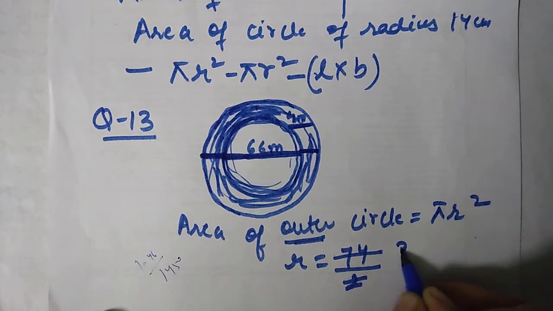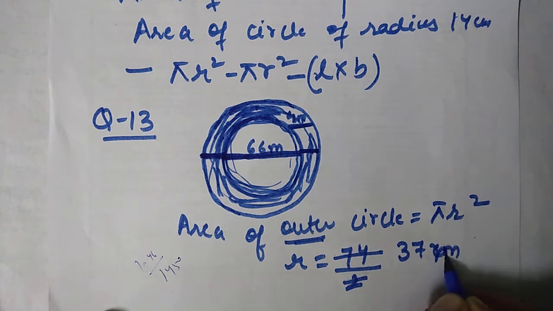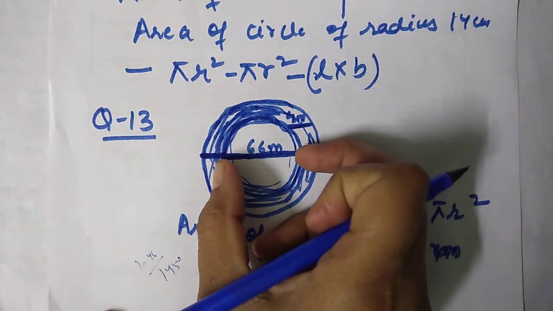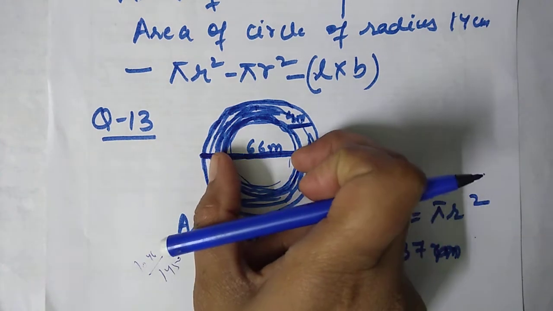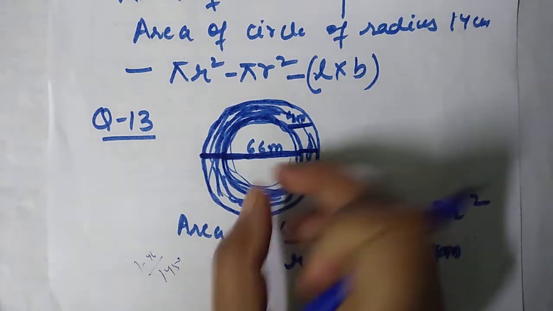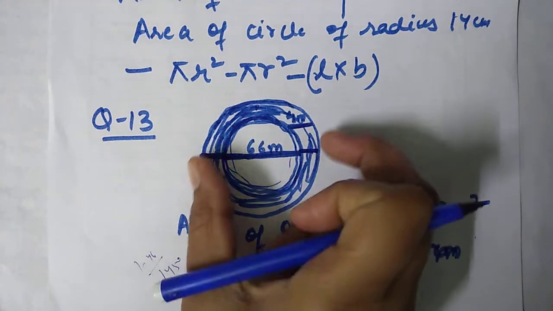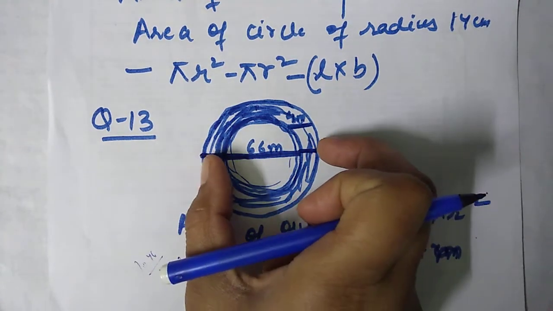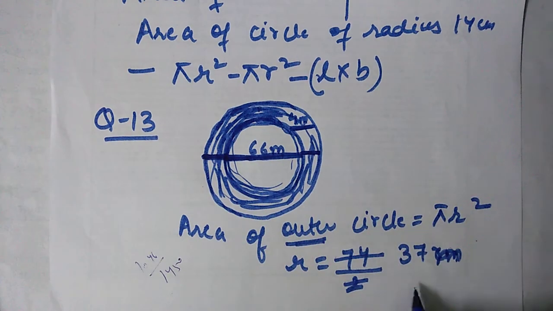That is 37 meter. Again I am repeating, this is the diameter of the inner circle, the flower bed, given as 66. This is 4, this is 4. So 66 plus 4, 70. 70 plus 4, 74. This is the diameter of the outer circle. So the radius will be half of that, that is 37.